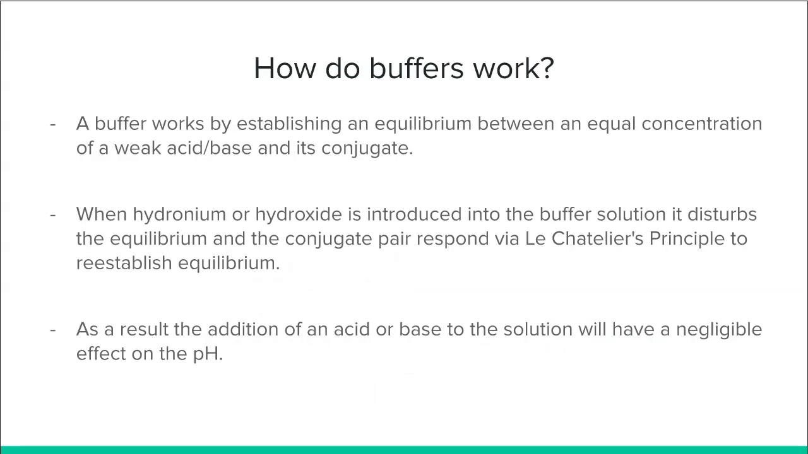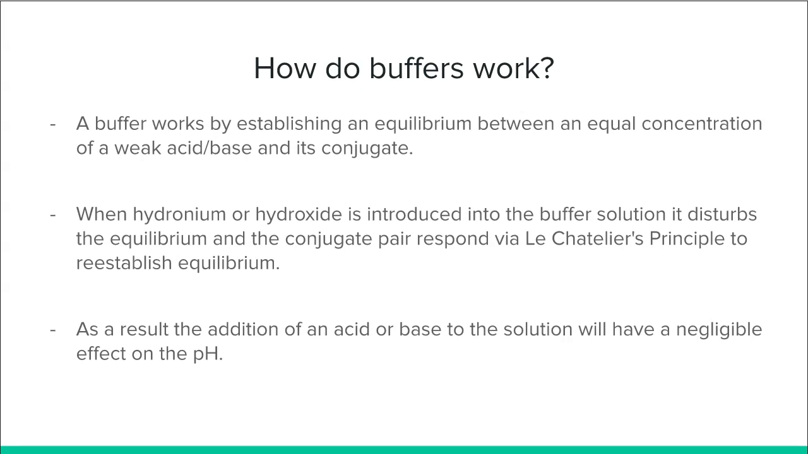All right, so how do buffers work? They work by establishing an equilibrium between the acid and the base. So we pick out equal amounts of conjugate acid and conjugate base, and an equilibrium, a Ka or Kb, depending on what we're working with, will be established there. Then when hydronium or hydroxide is introduced from some outside source, it's going to disturb the equilibrium, and the conjugate pair will work through Le Chatelier's principle in order to reestablish the equilibrium.